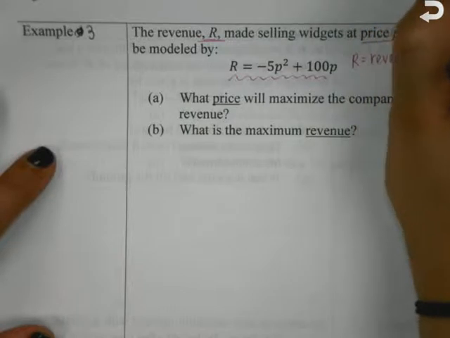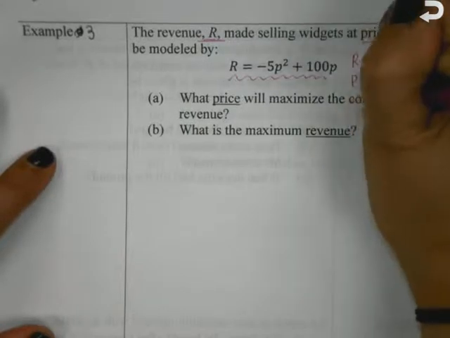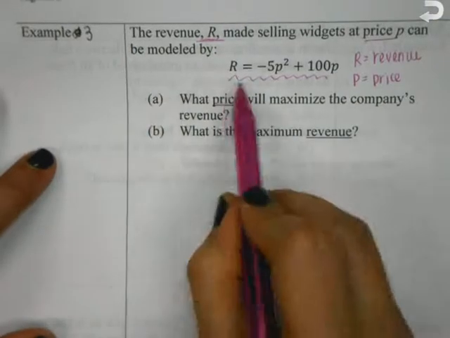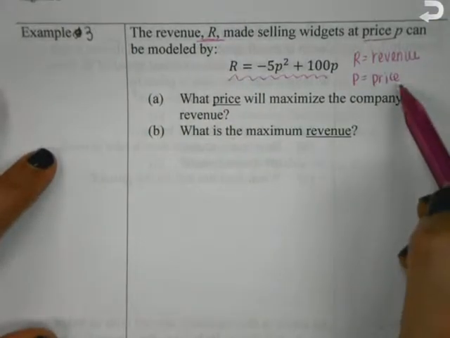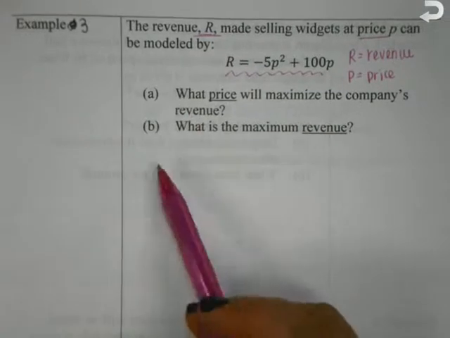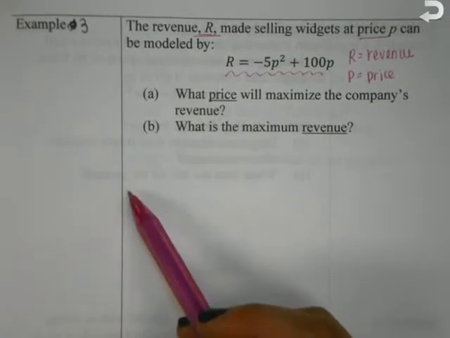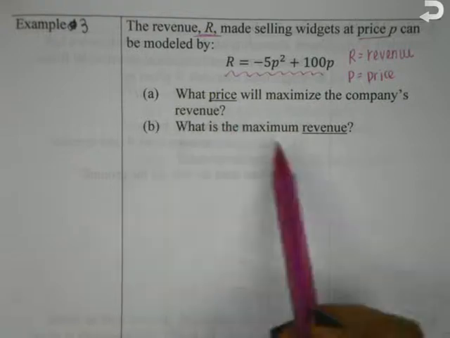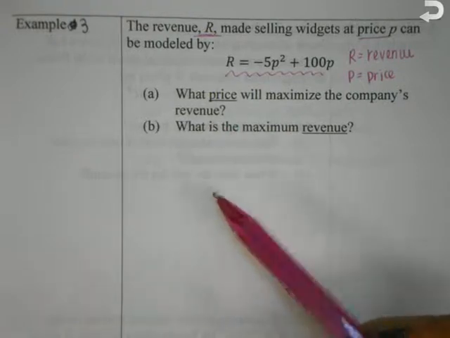So you don't have to actually write this part as long as you write the equation and label revenue and price for me. Okay? Parts A and B I do want you to write because I want you to know what the question is. So part A, what price will maximize the revenue? B, what is the maximum revenue? So just list A right now. We're going to do part A first.